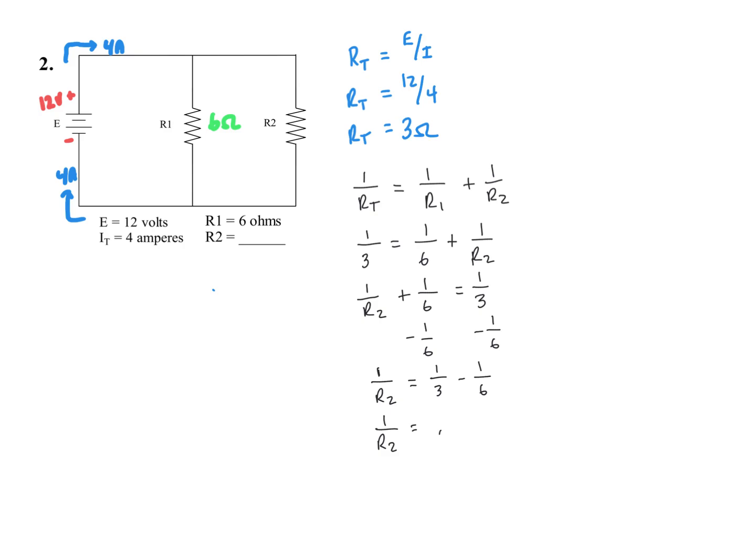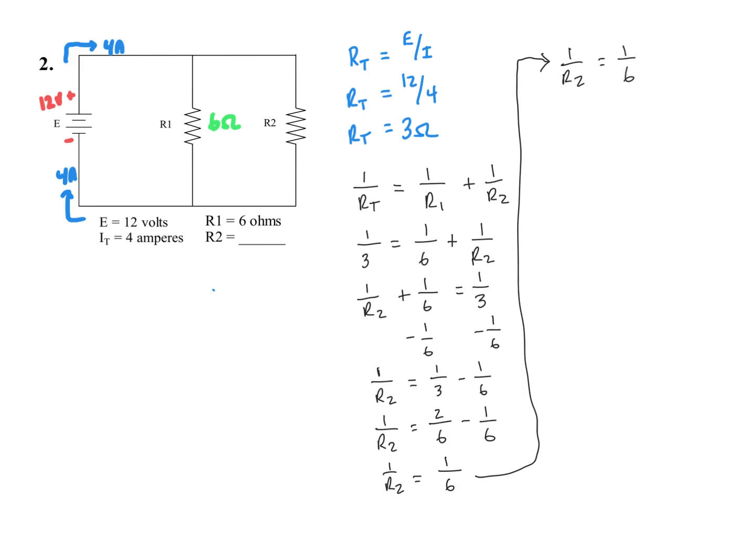Now I need to have a common denominator. To make this work, both 3 and 6 will go into 6. 3 goes in twice, and 6 stays the same because it only goes in once. And so 1/R2 is equal now to 1/6. And then I'm going to rewrite this up here so you can see it without me making it too tight. Now I need to do the inverse to both sides. So I flip these over. R2 over 1 is equal to 6 over 1, or R2 is equal to 6 ohms.